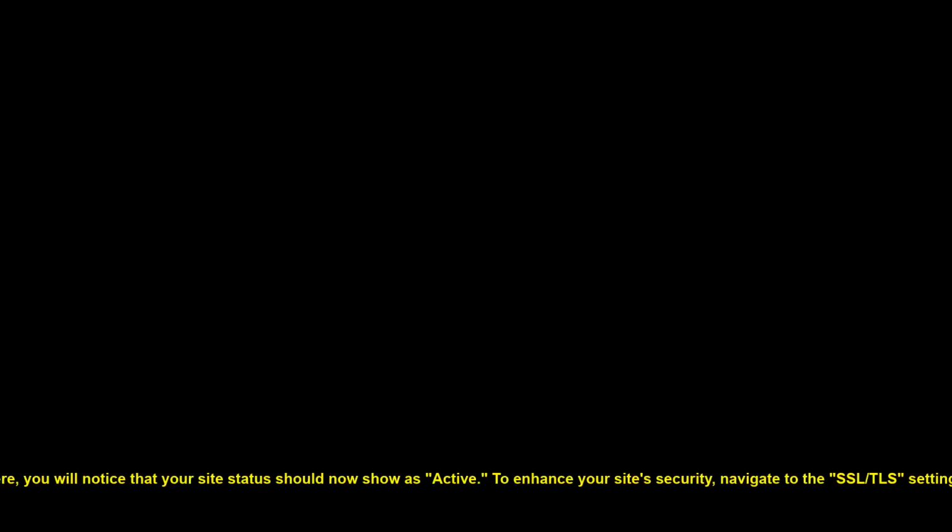To enhance your site's security, navigate to the SSL/TLS section. Select the appropriate SSL mode, such as full or flexible, depending on your current setup. Enable Always Use HTTPS to ensure secure connections. Next, go to the Firewall section and configure your security settings. Employ rules to block unwanted visitors or suspicious activity.